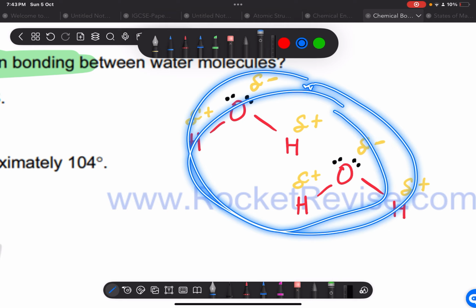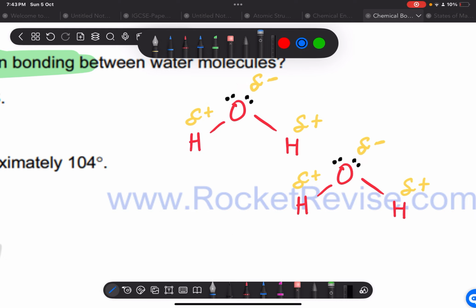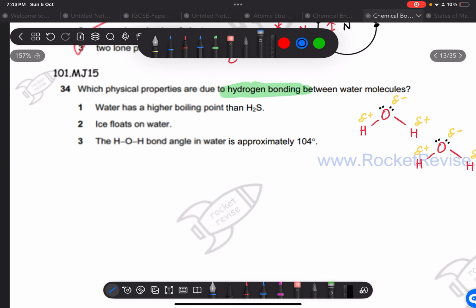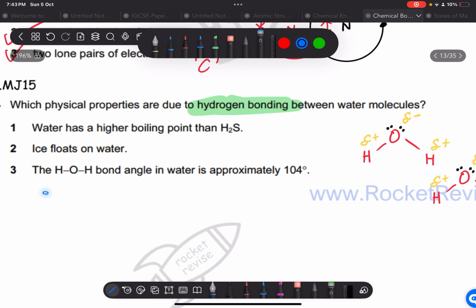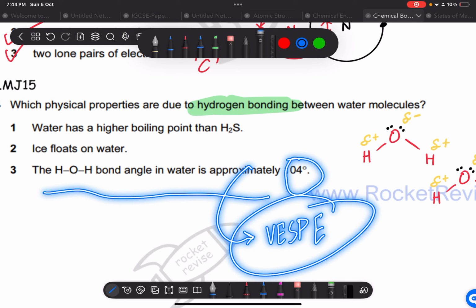When this converts into a solid, the volume of ice is more than the volume of liquid water. So since the volume of ice is greater, the density is less and it floats. Okay, the HOH bond angle in water is approximately 104. No, this bond angle and the shape is due to the VSEPR theory, valence shell electron pair repulsion theory. And ice floats on water, yeah, that's because of hydrogen bonding.